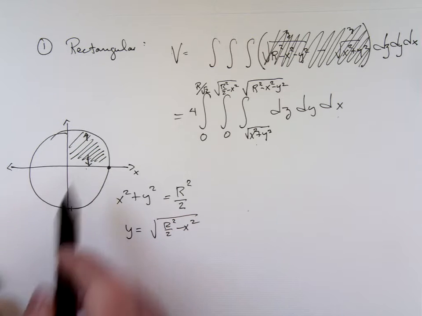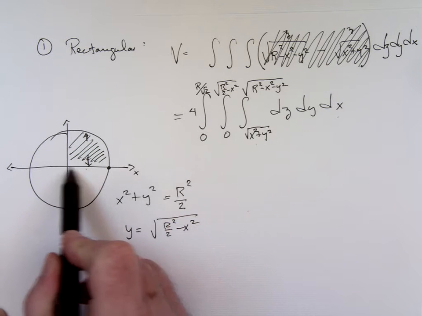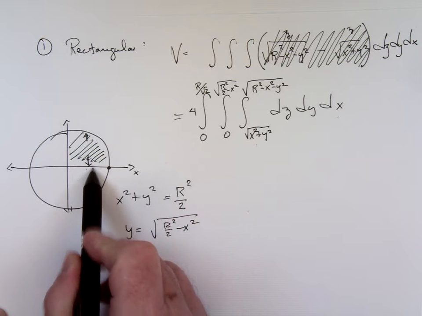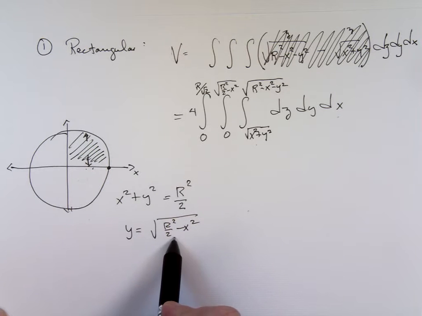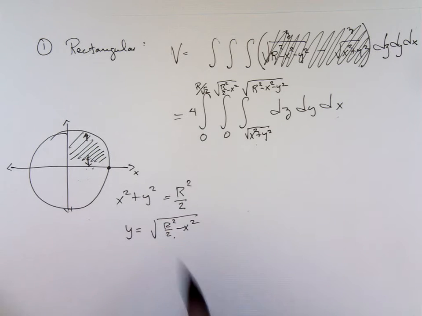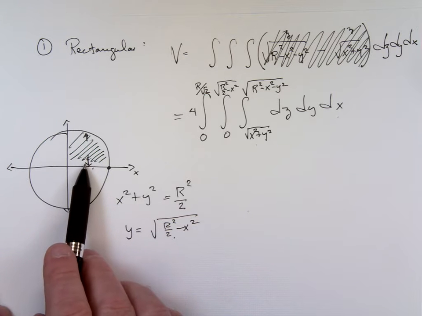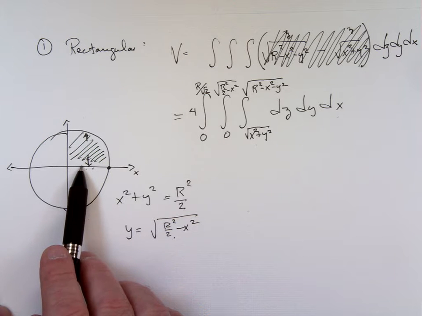Now, where is your y going to go? It's going to go from bottom, 0, to top, the function itself. Your x and y limits are determined by that region in the xy plane, not the three-space solid anymore. Because what it's doing is telling you where we have to integrate. Where are my x's going from and where are my y's going from?